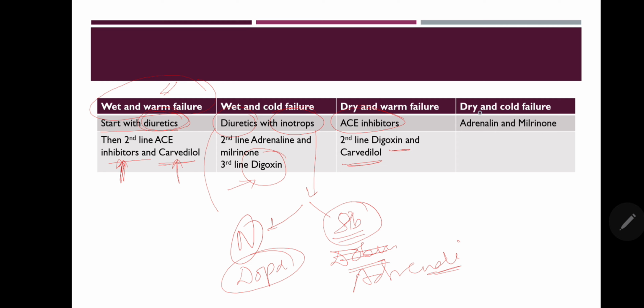And dry and cold failure, that means the child is in shock with no features of congestion, then we give milrinone and adrenaline. That means increasing the cardiac contractility, also the myocardial contractility, and increasing the peripheral vascular resistance also. So these are the treatments of heart failure.